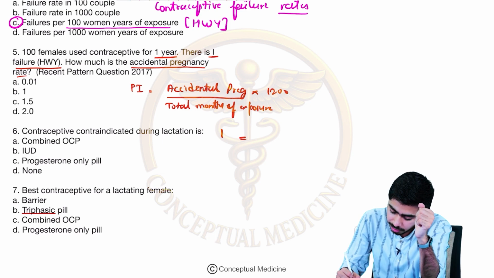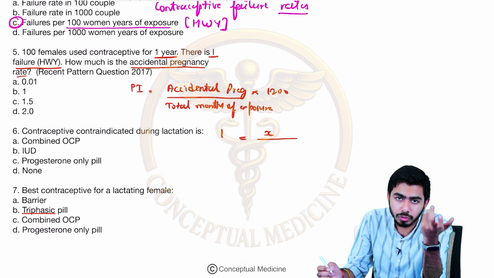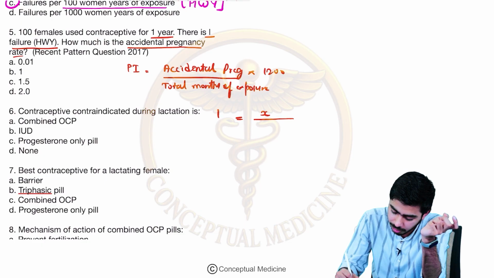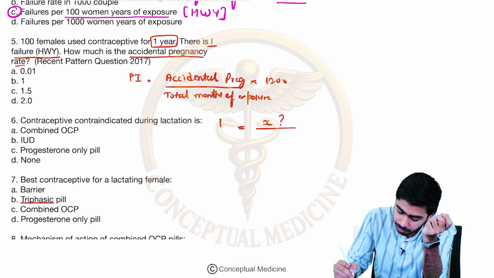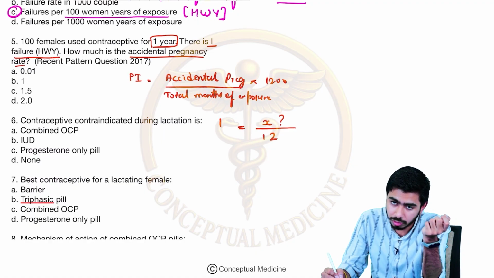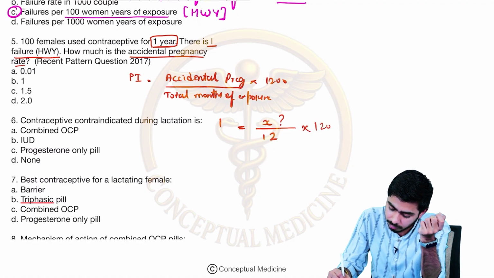Total number of accidental pregnancies, let's say it is X. We don't know, we need to actually calculate this. And total months of exposure, they are talking about 1 year over here. So 1 year contains how many months, guys? It contains 12 months. And the formula says multiplied by 1200, right?